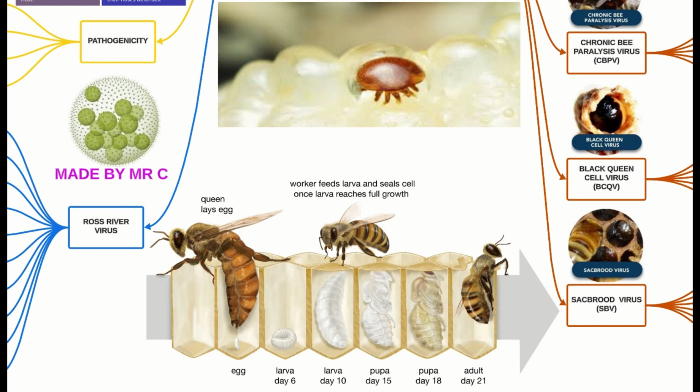And then below that, we've got the life cycle of the bee. The queen lays the egg. After 6 days, it turns into a larva. Once the larva reaches full growth, capping occurs. The larva then turns into the pupa, and after 21 days, an adult bee emerges.